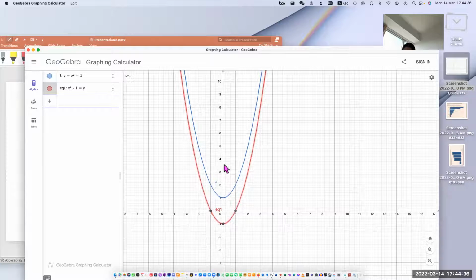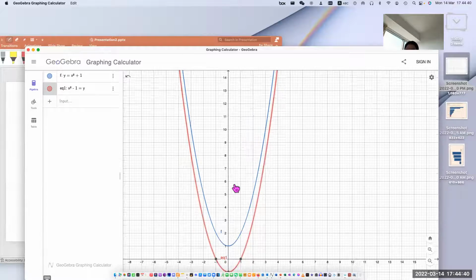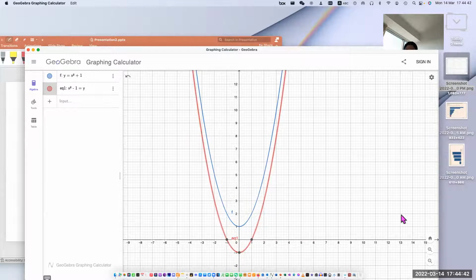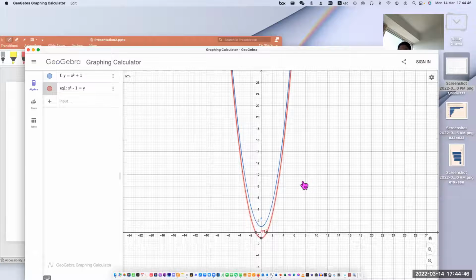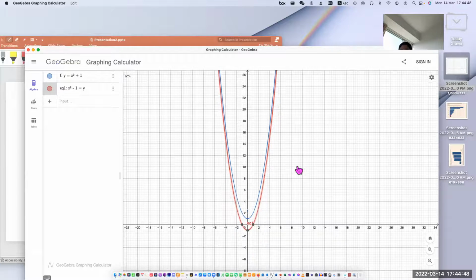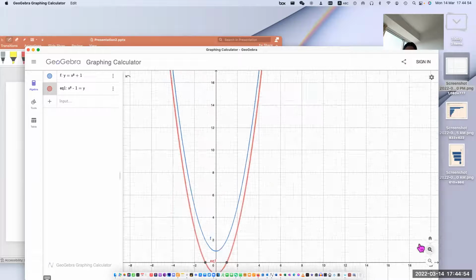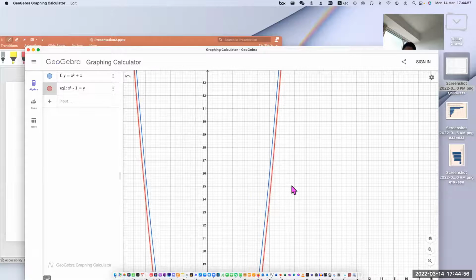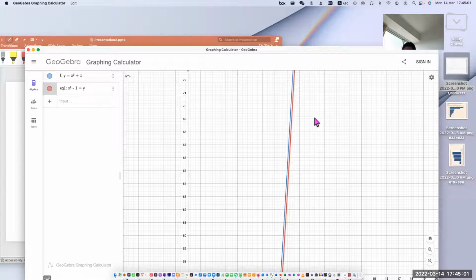Can you see the two graphs? And what do you observe? After getting the two graphs out, what do you observe? Is there any intersection or not? Do they intersect? Any intersection point?